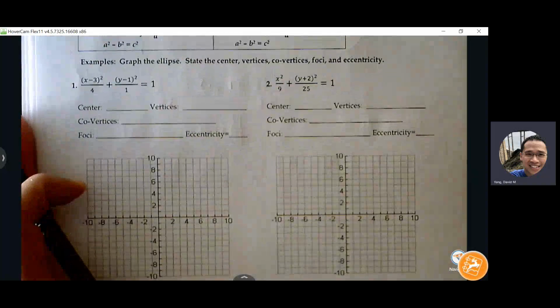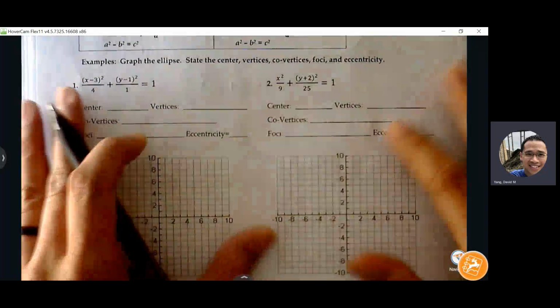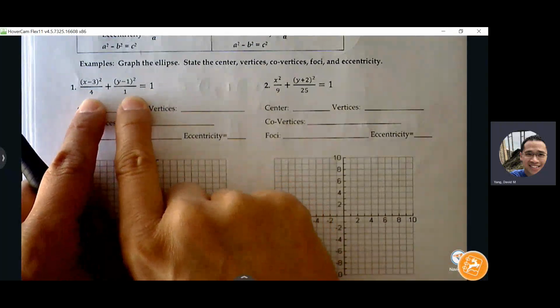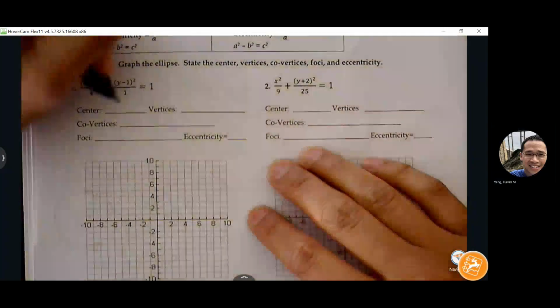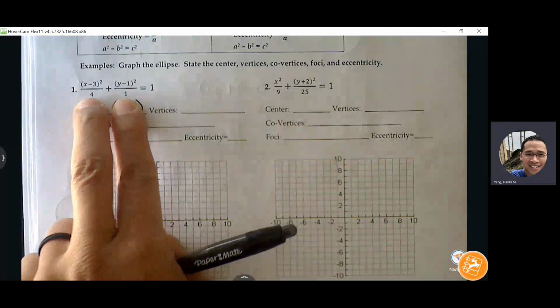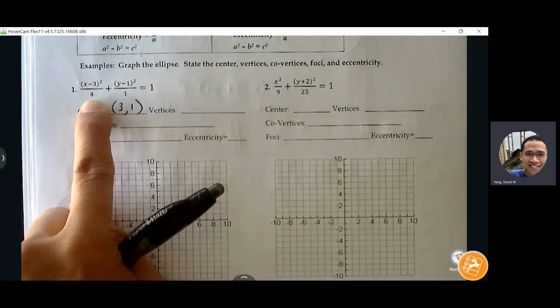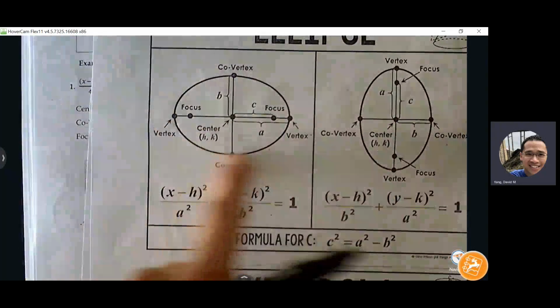Okay, so looking at number 1, it says graph the ellipse, state the center, vertex, co-vertex, foci, and eccentricity. So first thing, let's find the center here. What do you think the center is for this ellipse? (3, 1), right? It's the same way that you would find the center of a circle. Okay, which value is larger in the denominator? 4, and the 4 is under which variable? Under the X. That is going to tell you that your ellipse is going to look more like this. It's going to be horizontally longer.